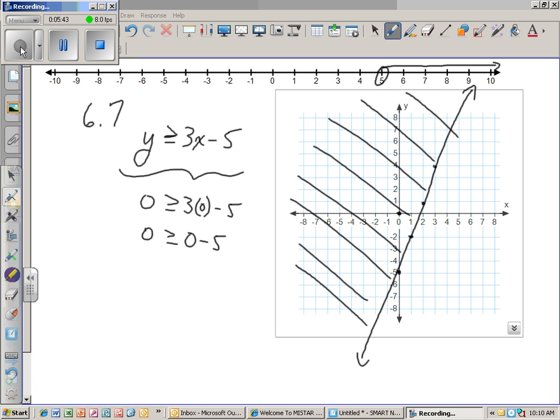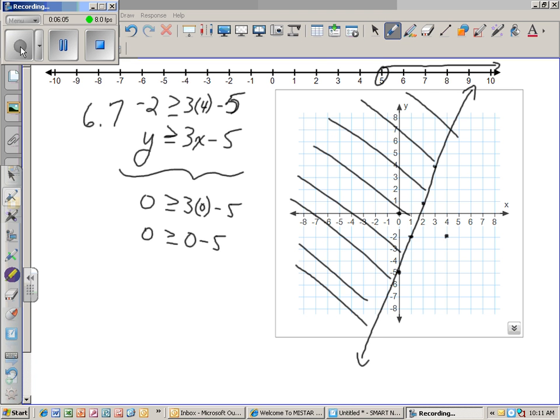Let's give me a point over here below the line. Any point at all. 4, negative 2. Okay, let's try that point 4, negative 2. We'll see if that works. I'm going to put in 4 for x. Oops, it's negative 5. And negative 2.